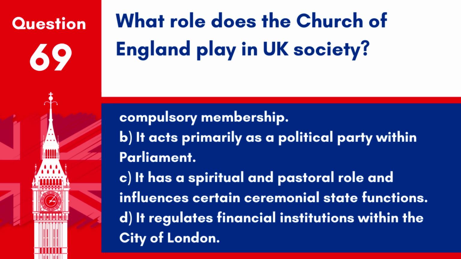Question 69. What role does the Church of England play in UK society? A. It serves as the official state religion with compulsory membership. B. It acts primarily as a political party within Parliament. C. It has a spiritual and pastoral role and influences certain ceremonial state functions. D. It regulates financial institutions within the City of London.